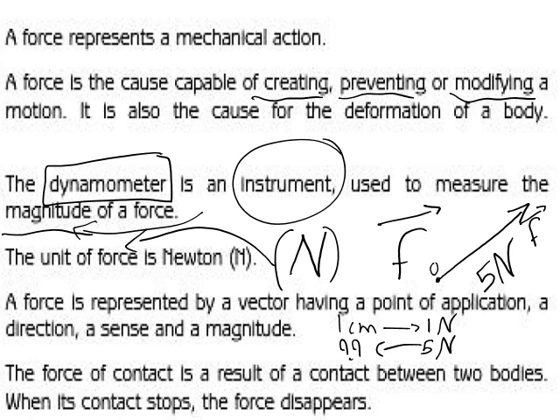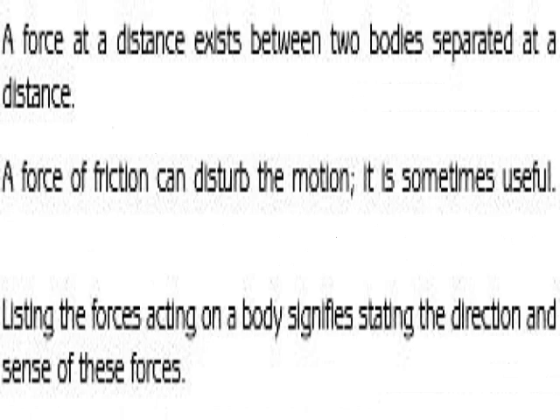The force of contact is a result of contact between two bodies. Whenever this contact stops, this force disappears. A force at a distance exists when two bodies are separated by a distance. So we have contact or acting from a distance. Contact, whenever they are in contact, and this force stops when they are separated. Acting from a distance, this force exists when the two bodies are separated at a specific distance.